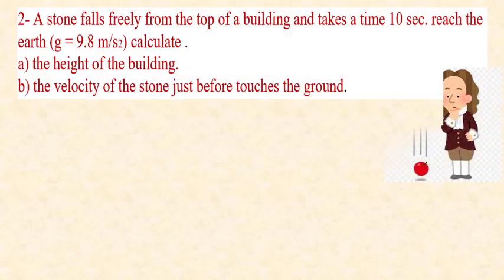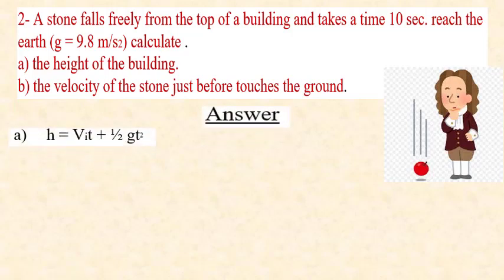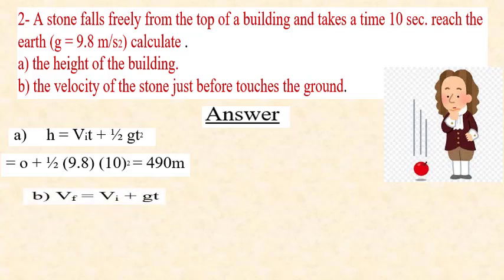Example number 2. A stone falls freely from the top of a building and takes 10 seconds to reach the earth. Knowing that g is 9.8 meters per second square, calculate A, the height of the building, and B, the velocity of the stone just before it touches the ground. Number A, height. By using the second equation of motion, vit plus half gt square, the height will be 490 meters. To get the velocity before touching the ground, vf, I can use the first equation of motion, vf equals vi plus gt, so the result will be 98 meters per second.